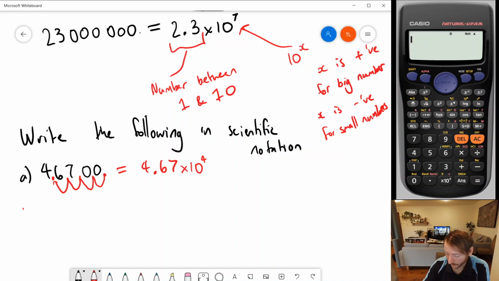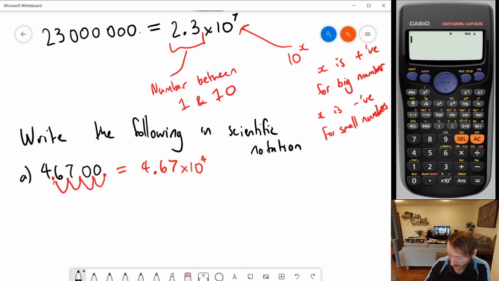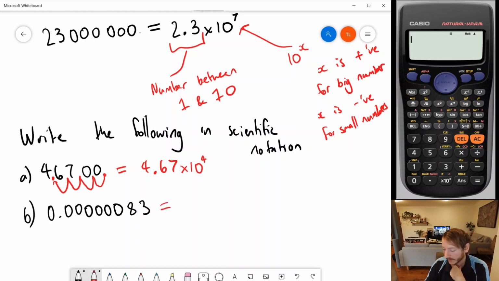All right, B. Let's say 0.00000083. Now I need to put the decimal point somewhere that makes that a number between 1 and 10. If I put it here, I'm actually going to get 0.83, which isn't between 1 and 10. That is less than 1. So I can't use that number.